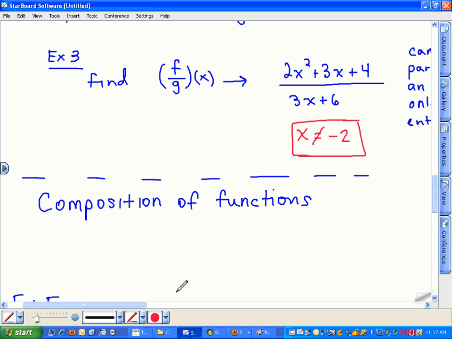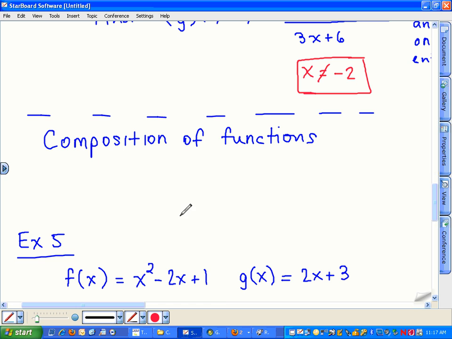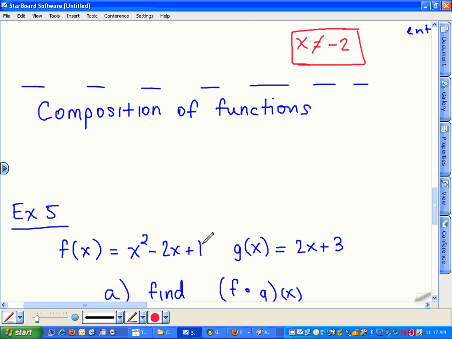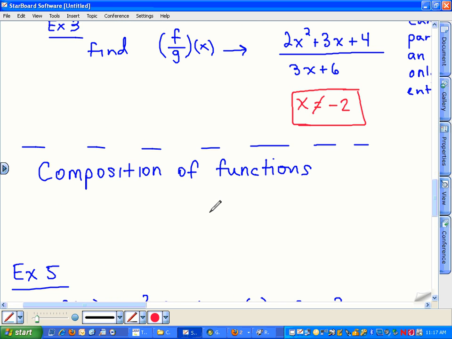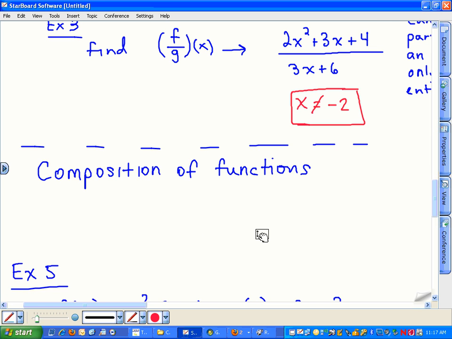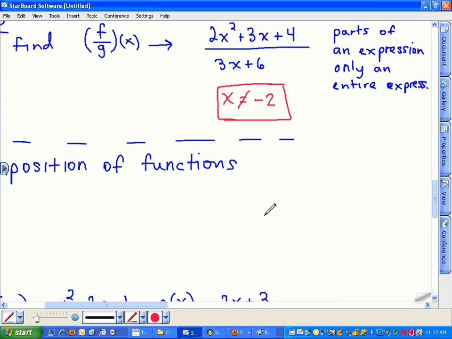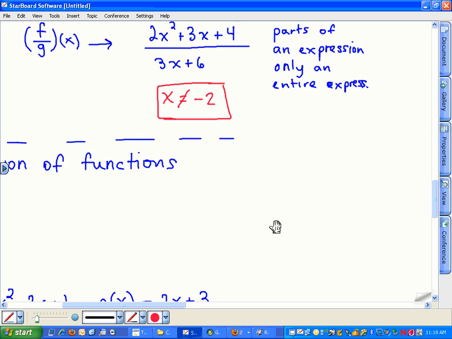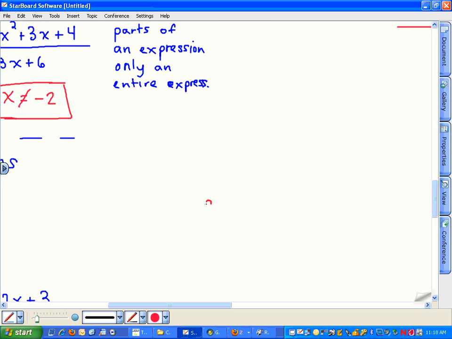Okay, composition of functions. Let's not write that yet. Never mind. Let's do a quick little review before I show you what composition is. Let's do it over here. If I gave you this function, f of x equals 2x plus 3, and I ask you to find this, we have done this before. This is back in Unit 2.